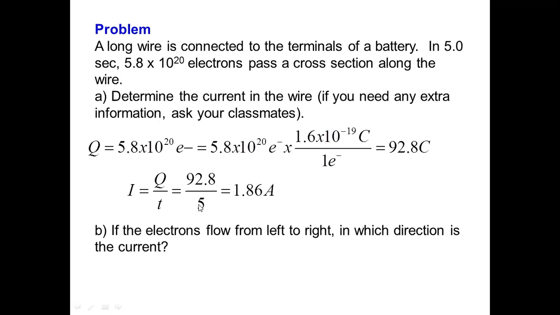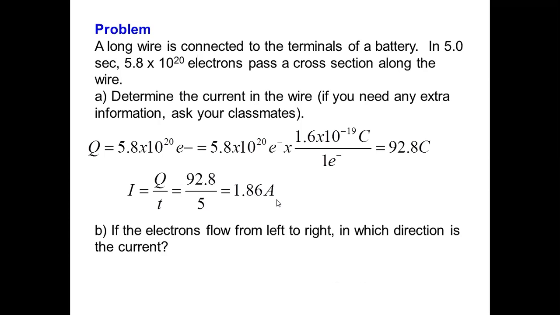Then the next step, we will apply the formula for the current, which is I equals Q upon T, charge upon time. The charge we have found here is 92.8 coulombs, and the time we were given here is 5 seconds. So the answer would be 1.86 ampere current flows.